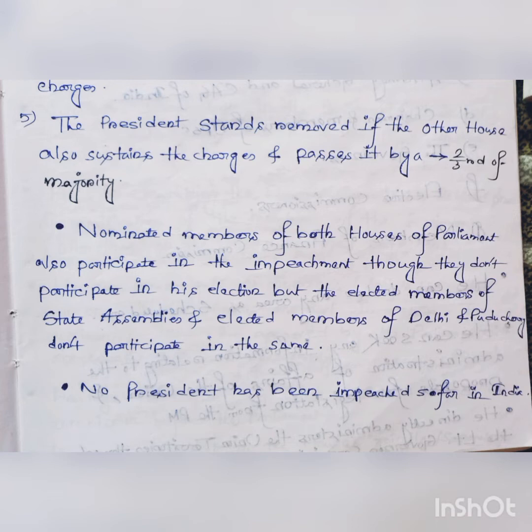Nominated members of both Houses of the Parliament also participate in the impeachment, though they did not participate in the election. But elected members of the State Assemblies and elected members of the Delhi, Puducherry, Jammu and Kashmir Assemblies don't participate in the same. No President has been impeached so far in India.